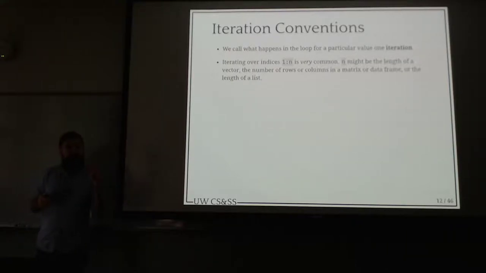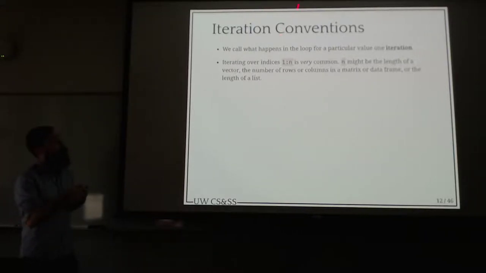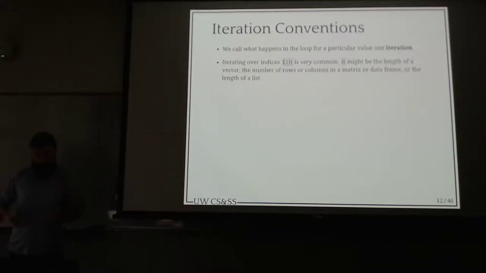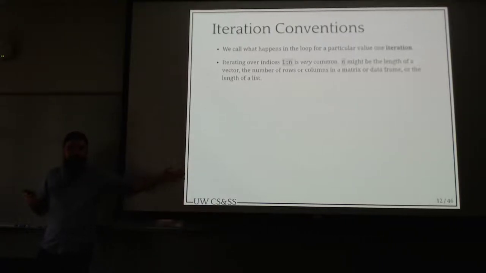It might be the number of rows or columns in a matrix or data frame where we want to do some operation once on each row or once on each column. Or it might be the length of a list where we want to do something to every element of that list. But that would be going from 1 to, say, length of list, or 1 to N row data frame for the rows of a data frame. But that's just a numeric vector or an integer vector from 1 to whatever is the length of the object we're iterating over.